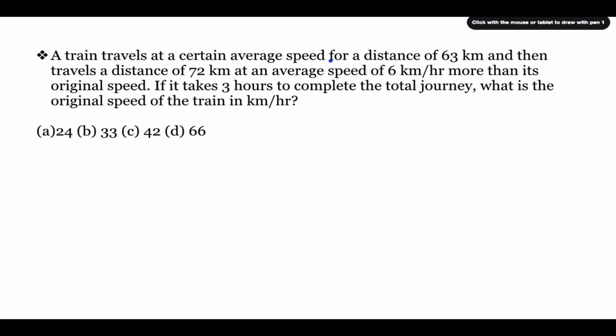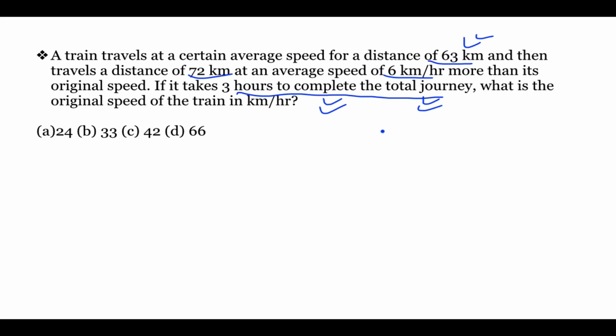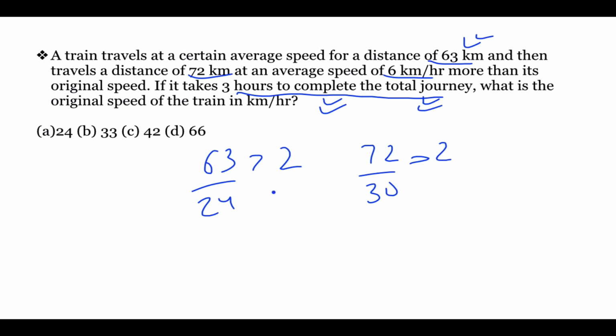A train travels at a certain speed. Now this is a question where you will need common sense, otherwise the formula will take you hours and hours. So let's say 63 is there, 72 is there, and an average speed of 6 more in the second case, and 3 hours to complete the total journey. What is the original speed? Let's say 63 divided by 24, which is more than 2. Similarly, if you divide 72 by 30, it will also be more than 2. So it is more than 5 hours in this case, so it cannot be 24.